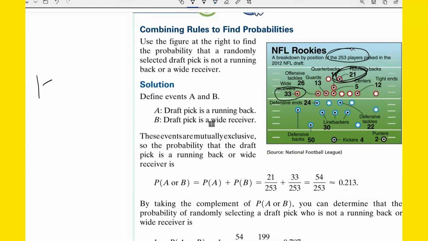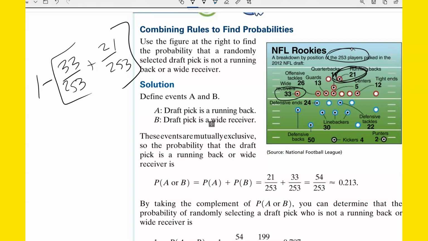I could say 1 minus. What I could do is 1 minus 33 out of 253. That's the probability of being a wide receiver plus running backs. So that's 21 out of 253. So this right here is the probability of being either a running back or a wide receiver. So if I do 1 minus that result, then that'll give me the probability of not being a running back or receiver. So I need to add that together first and then subtract that from 1, or either distribute my negative and subtract both of them from 1.